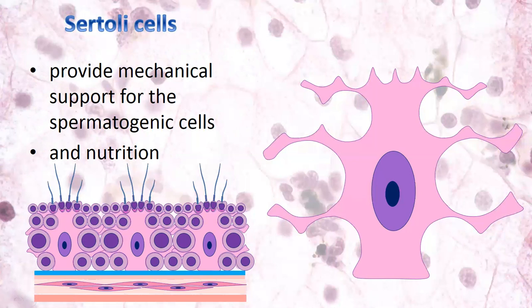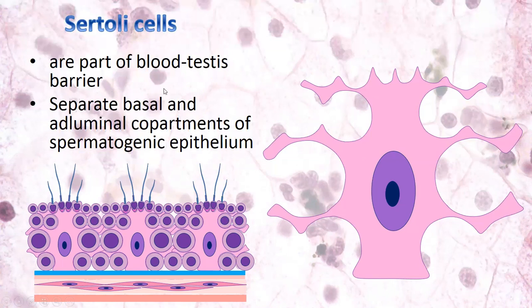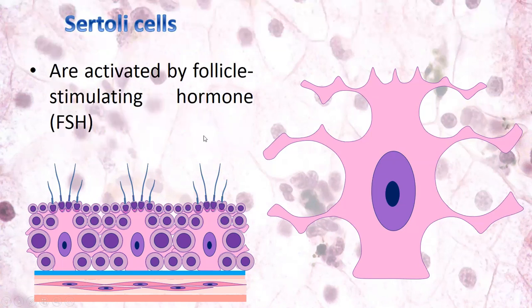And Sertoli cells form the hematotesticular barrier, which separates the immune system from spermatogenic cells. Sertoli cells play a very important role in the formation of this blood-testis barrier. They are part of the blood-testis barrier, and they separate the basal and adluminal compartments of the spermatogenic epithelium, which is needed to form a blood-testis barrier. And they are activated by follicle stimulating hormone, FSH.